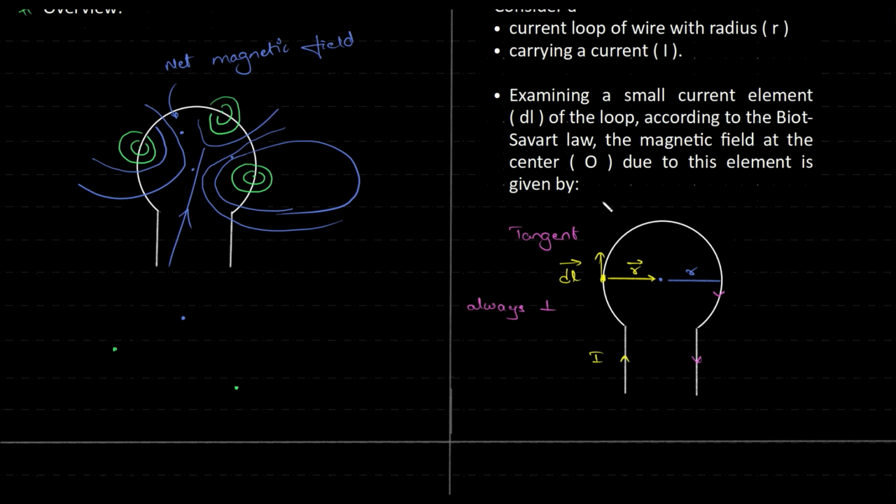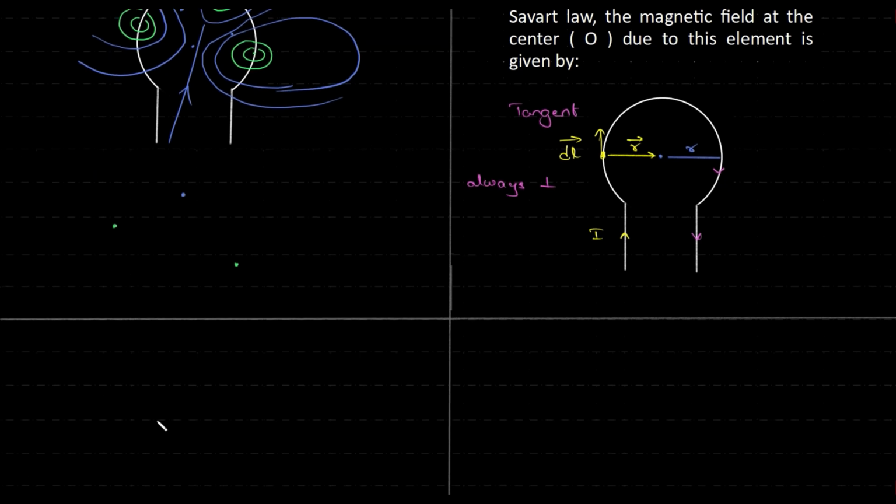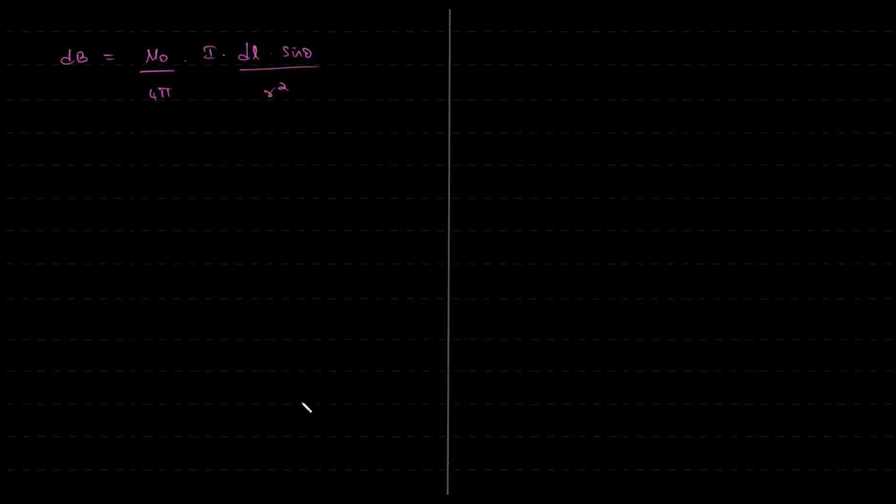Now, due to the element, what is given, your dB is given to be mu naught I dl sin theta by 4 pi r squared. It depends on the current, it depends on the length, it depends on the angle, and the square of the distance. Now, here clearly theta is 90 degrees, and that too always.